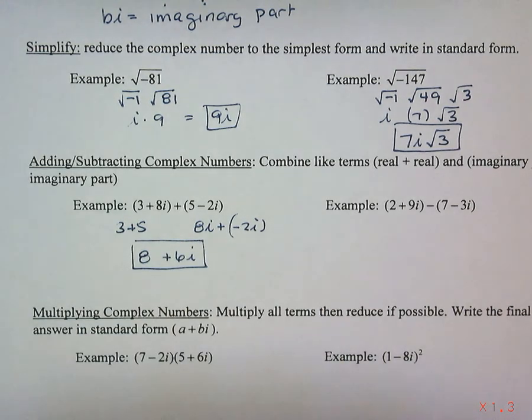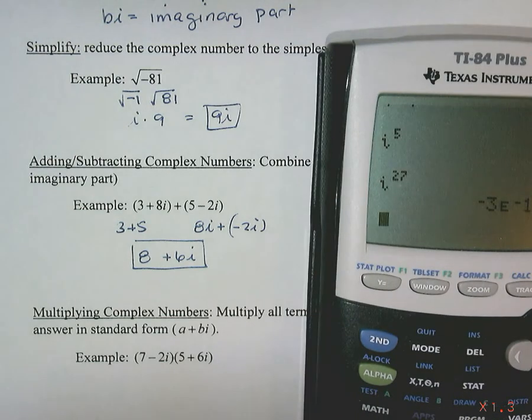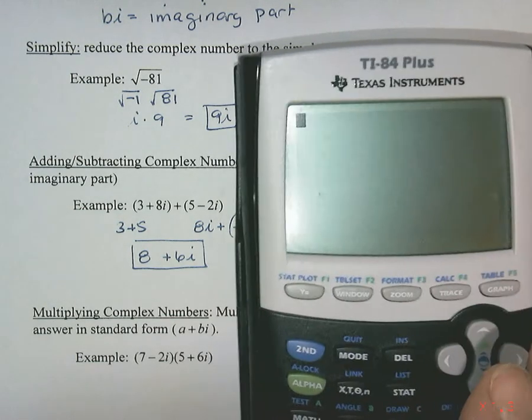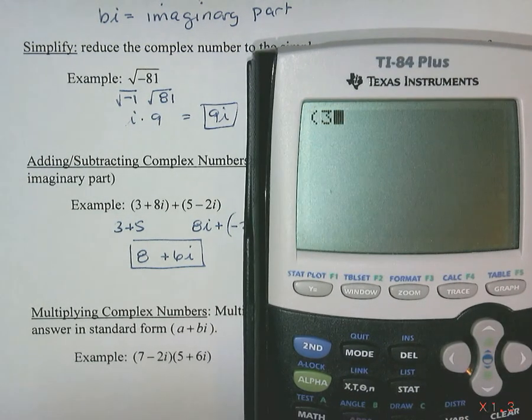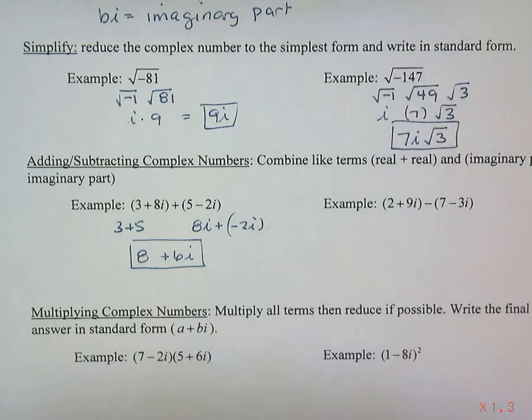And you can check this in the calculator. It's really easy to check. So I would just type in 3 plus 8i, and I'm using the parentheses just like I have it there, plus 5 minus 2i. So I get 8 plus 6i. To me, it's not worth picking up a calculator for simple problems like this unless I really think I might have made a mistake. I would use it more for the harder problems.